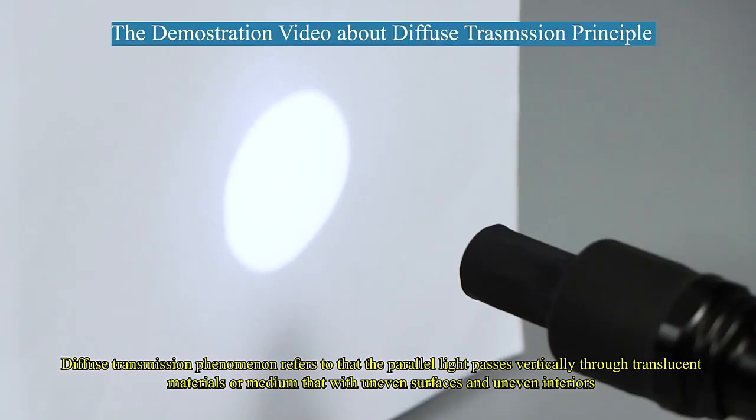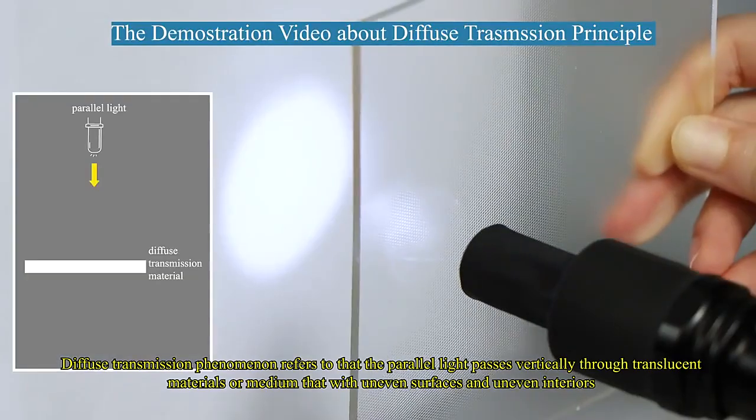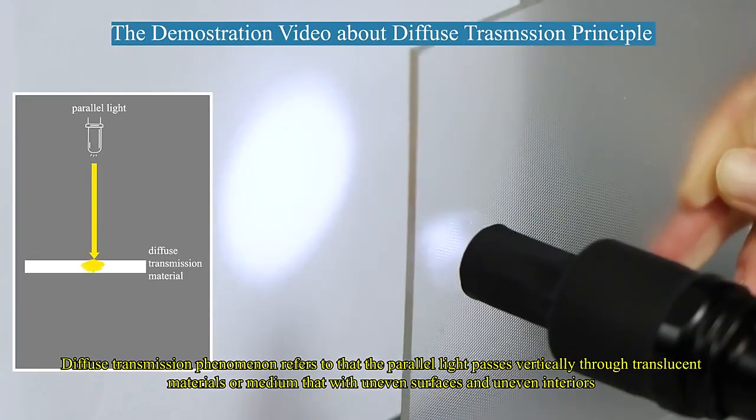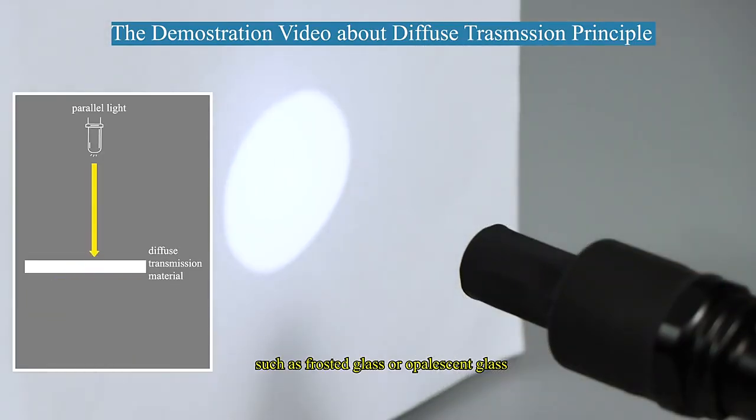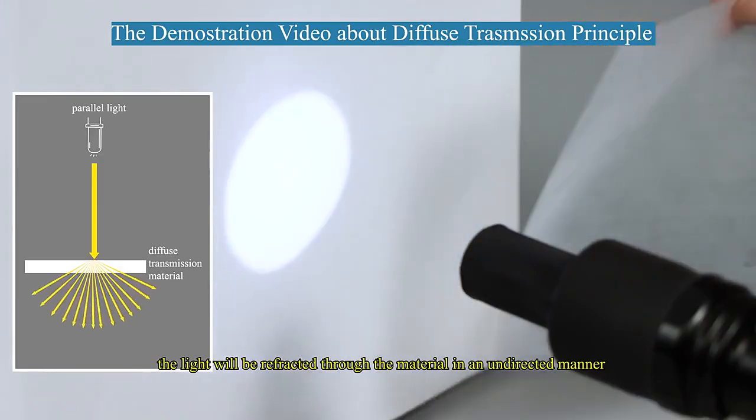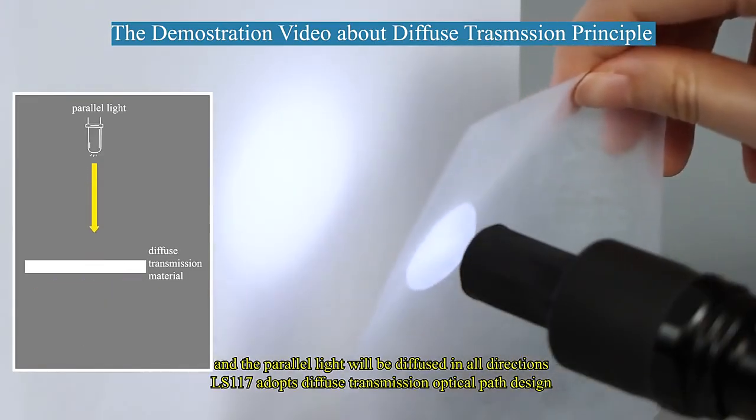Diffuse transmission phenomenon refers to when parallel light passes vertically through translucent materials or medium with uneven surfaces and uneven interiors, such as frosted glass or opalescent glass. The light will be refracted through the material in an undirected manner, and the parallel light will be diffused in all directions.